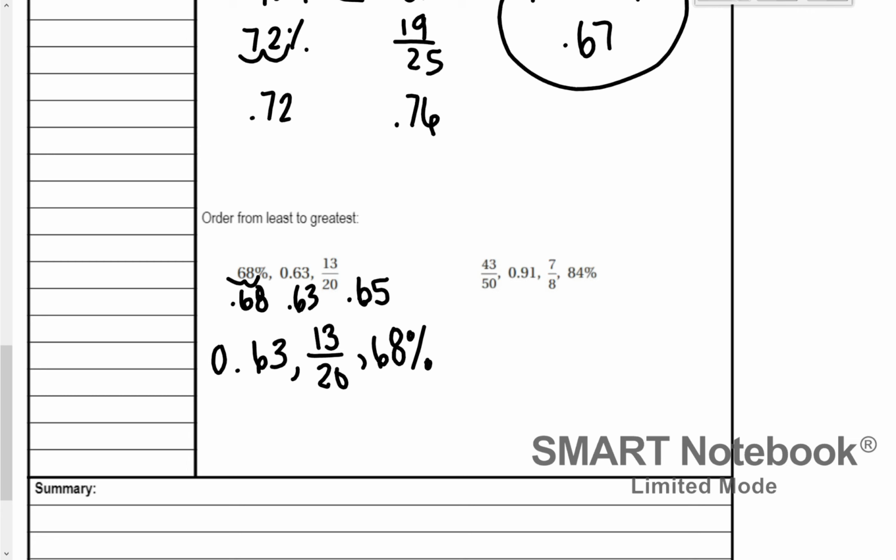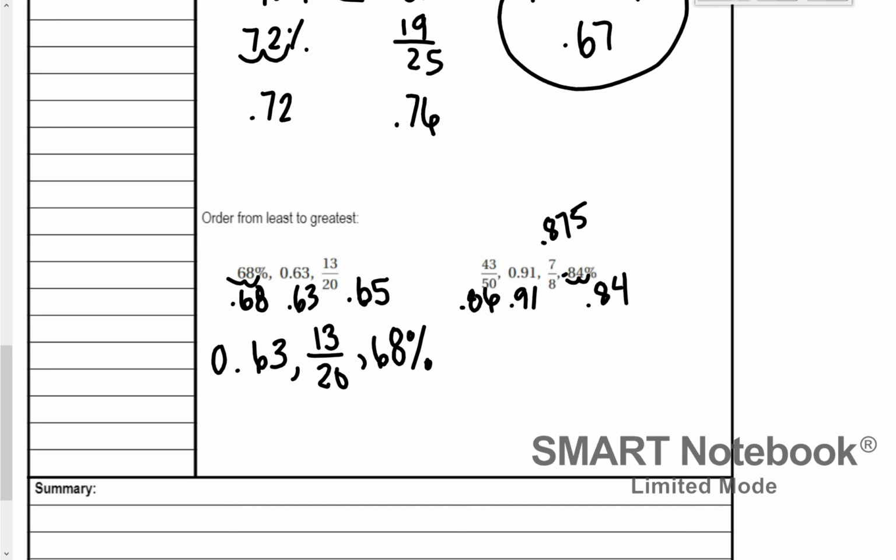If you feel comfortable, please pause the video, try this next one on your own, and then resume the video to check. All right, so we have 0.91, that's already a decimal. We have 43 divided by 50. If we take that into our calculator, we should get 0.86. 7 divided by 8, let's take that in our calculator. We get 0.875. And last but not least, we have 84%, which becomes 0.84.